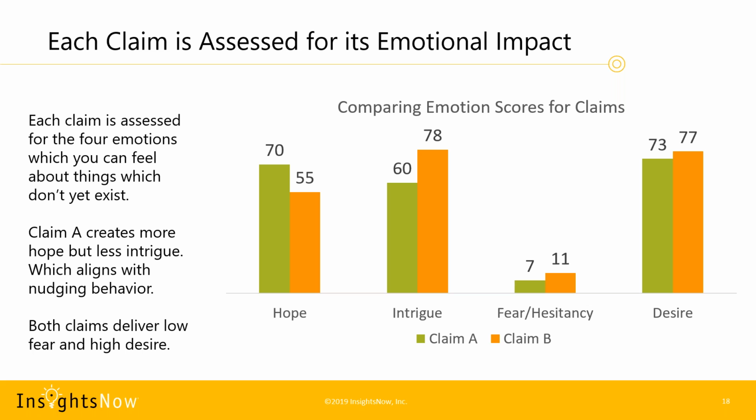And then you should expect that you're going to get similar levels of desire between the two products. And that's what we see here. So again, in this example, you have a really nice case study where you have two claims, both score very, very well, but one is much more of a nudger and one's much more of a disruptor. And based on your brand needs, you can choose which one you want to go with.